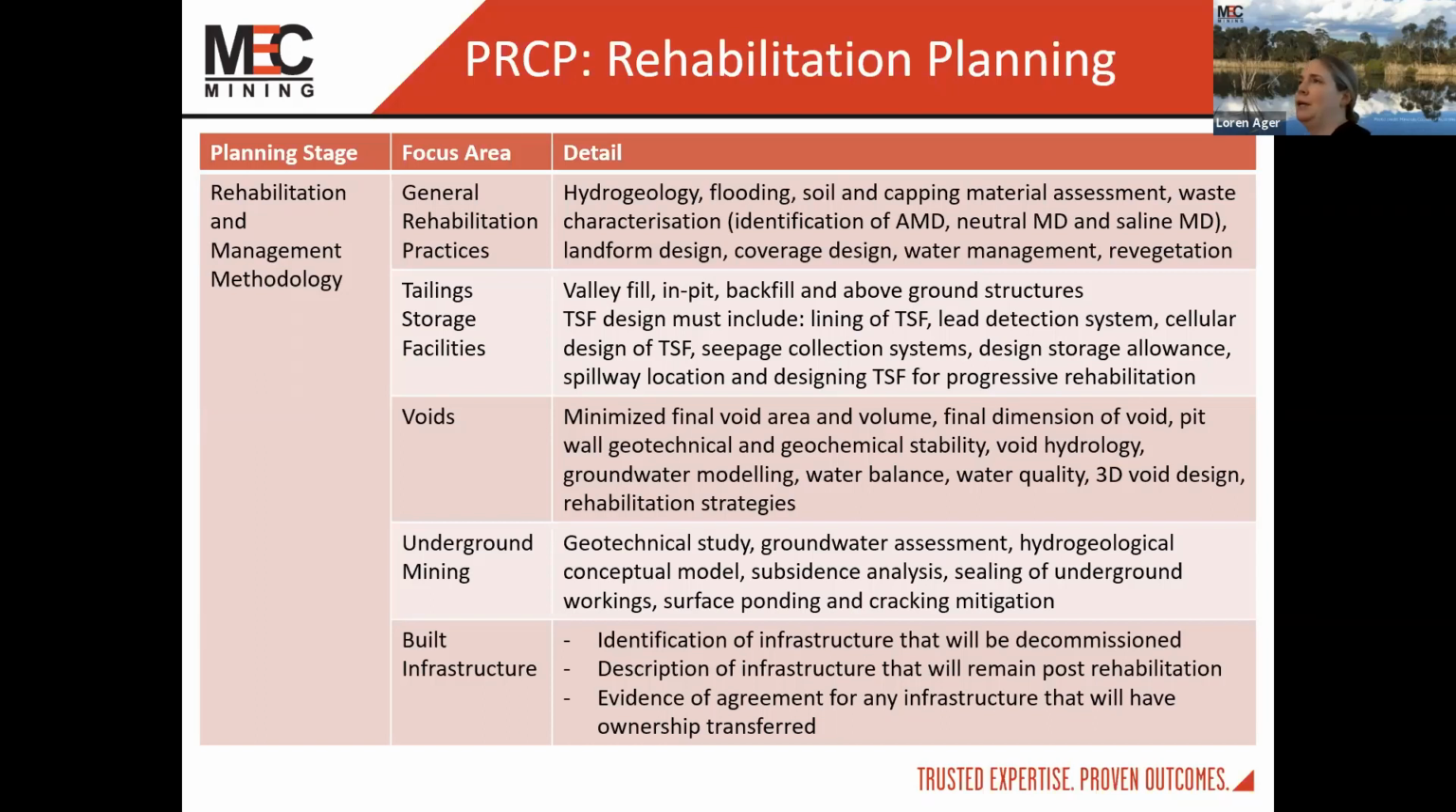This is a big area of concern based off the fact that we haven't had many rehabilitated tailings facilities in Australia. As mine sites get older and as we are forced into rehabilitation, this will be an area of much discussion, not just here in Australia, but globally.